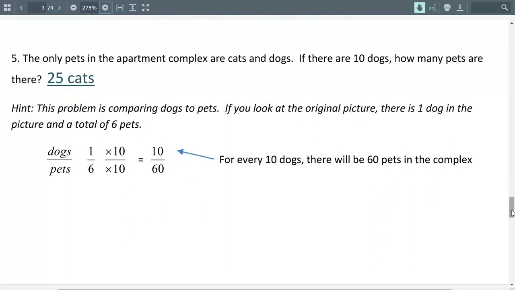The only pets in the apartment complex are cats and dogs. If there are 10 dogs, how many pets are there? Now, hint, this problem is comparing dogs to pets. If you look at the original picture, there's 1 dog in the picture and a total of 6 pets. So this time we're comparing dogs to pets. So I'm going to write 1 dog for every 6 pets. Now, if there's 10 dogs, that means I need to change the 1 dog into 10. So 1 times 10 is 10. So I multiply the bottom term by 10 also. 6 times 10 is 60. For every 10 dogs, there will be 60 pets in the complex.